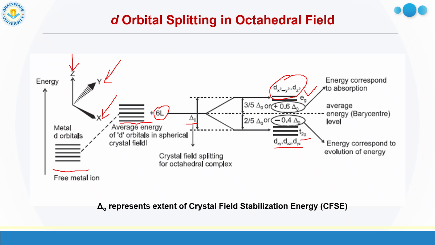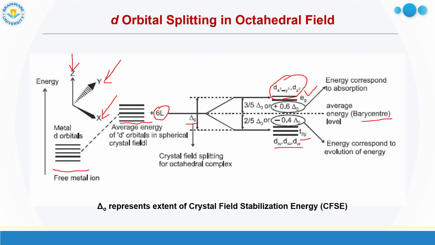This is the energy gap, and for each orbital in the T2g set, the energy is minus 0.4 del O, whereas for the Eg set, each orbital has energy plus 0.6 del O, such that the total energy remains minus 1.2 del O for T2g. For Eg it is plus 1.2 del O. They cancel out each other, so the total energy becomes 0. As we have considered previously, it has 0 energy, which is called the barycenter. Barycenter means the energy considered as 0 before splitting.